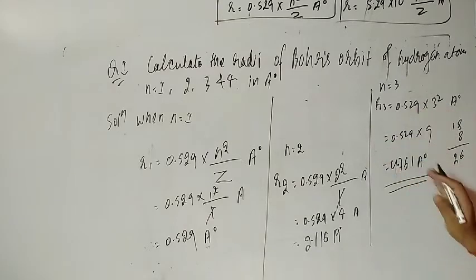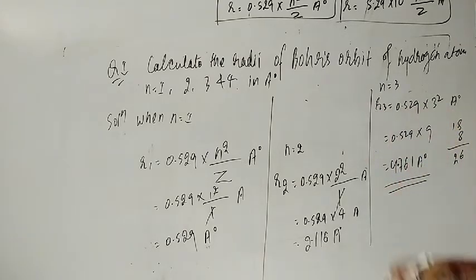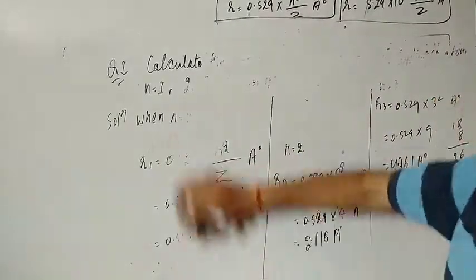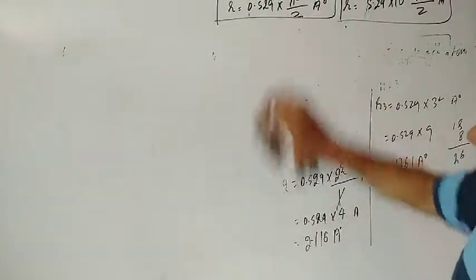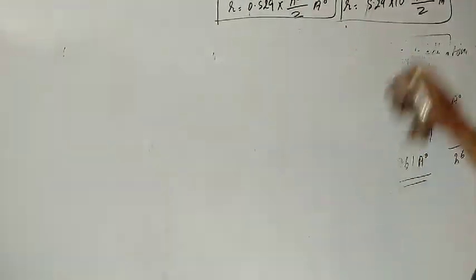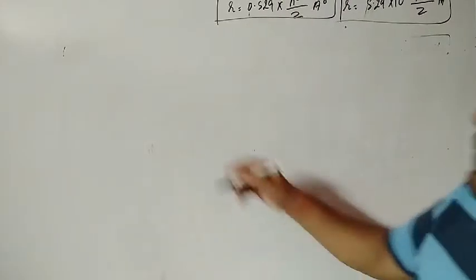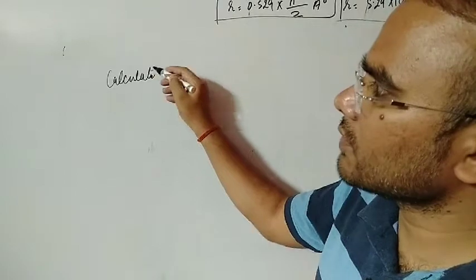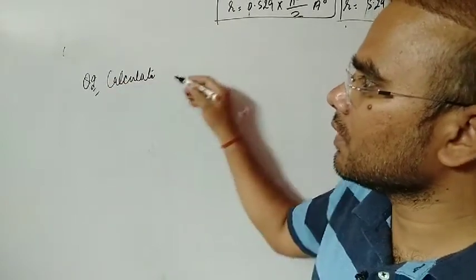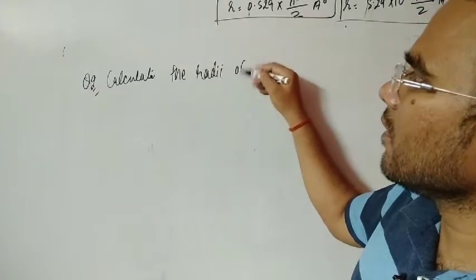This way you can calculate the radii of the various Bohr orbits, dear students. This is the first way to calculate. The first type of question is where they directly ask you to calculate the radii of the first, second and third Bohr orbits of the hydrogen atom. Now, question number 2: calculate the radii of what, student?